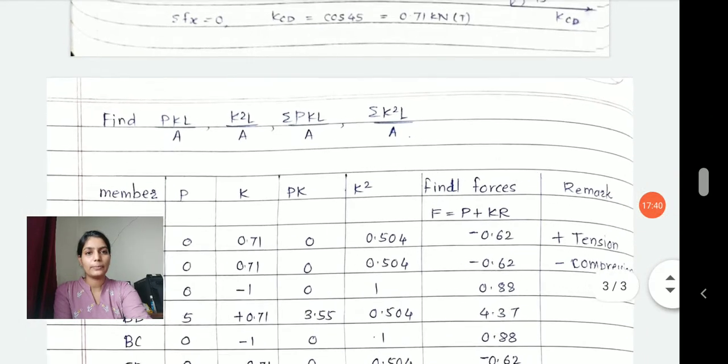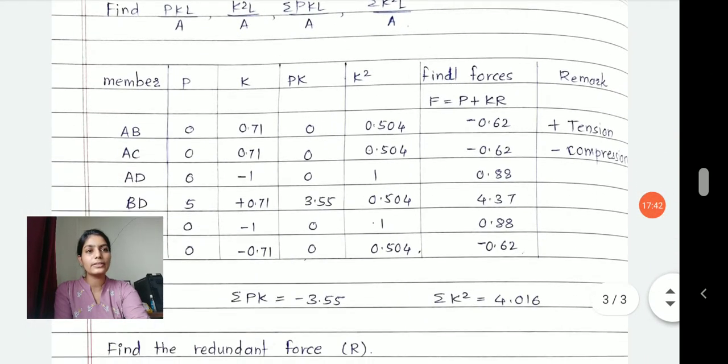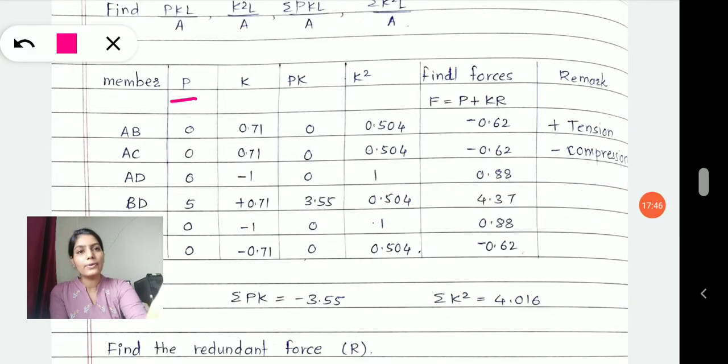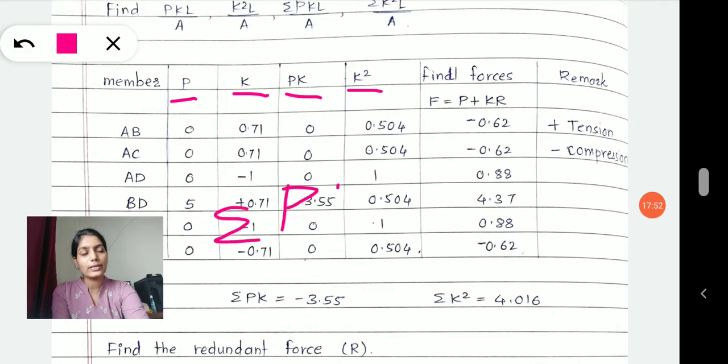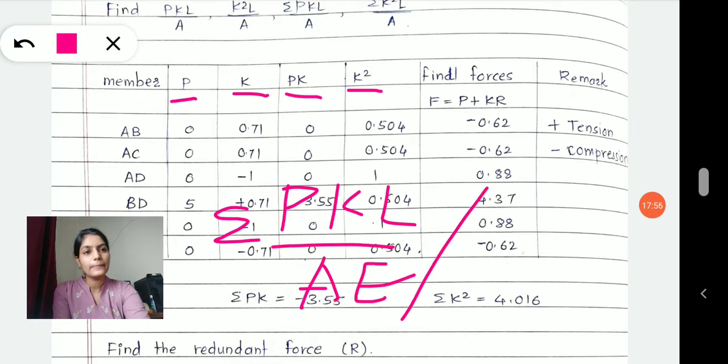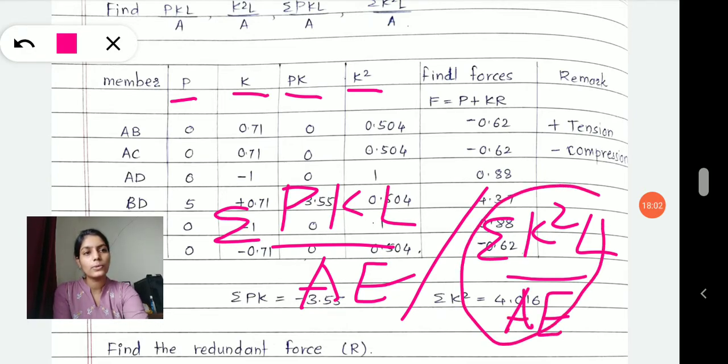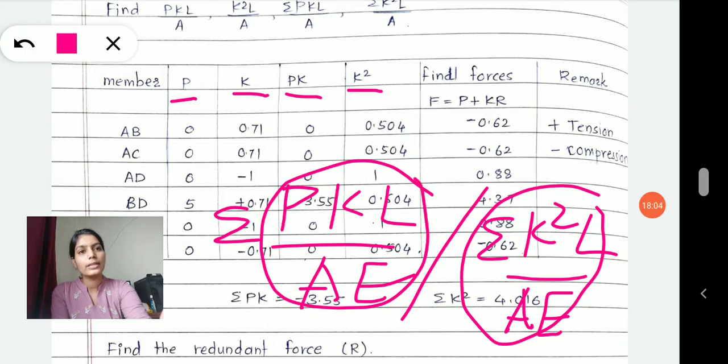Now the important part. Once you calculate the forces, what you are supposed to do is P force, K force, P into K force, K square. P into K force, why do you need? Because we want to take a summation of PKL upon AE divided by summation of K square L upon AE. So I want these two ratios. Therefore, I have taken PK and K square here.